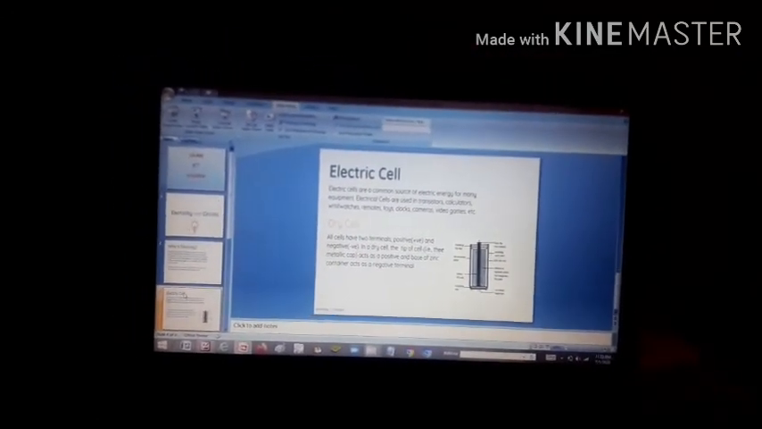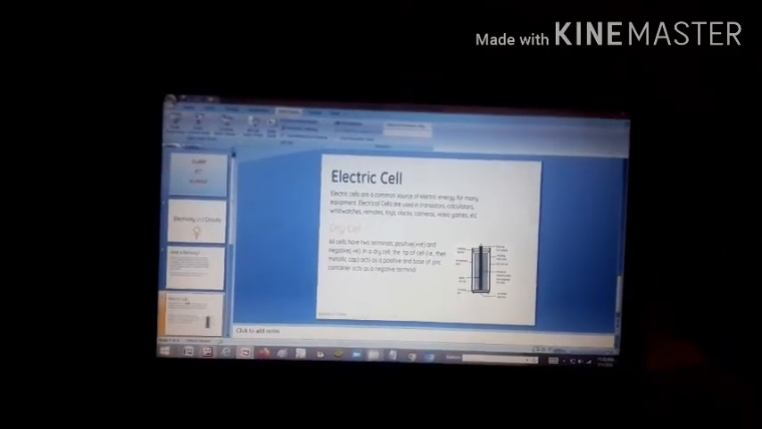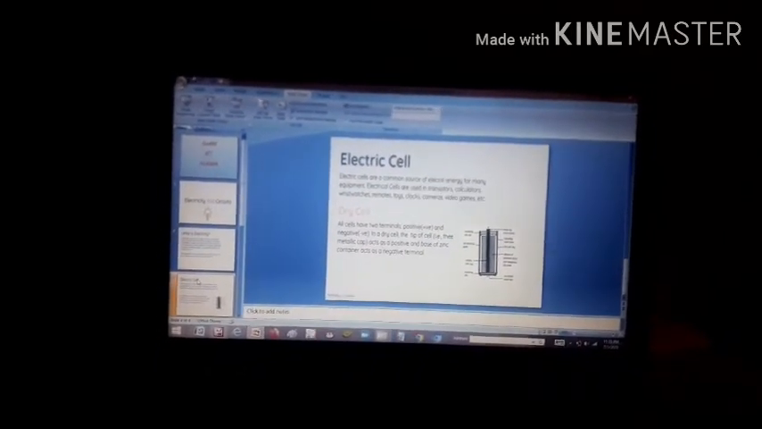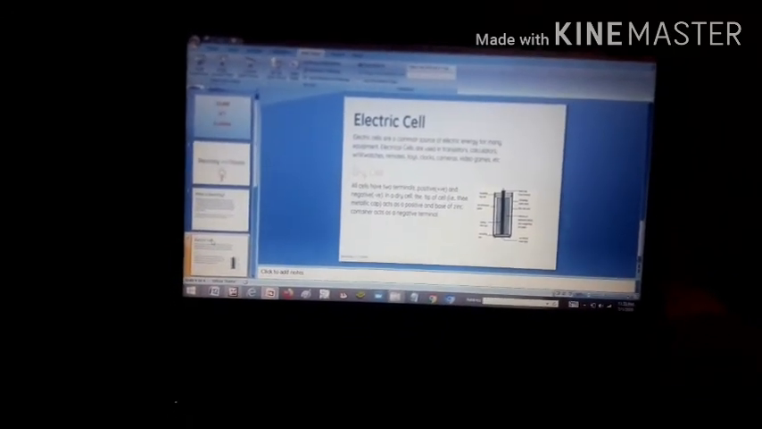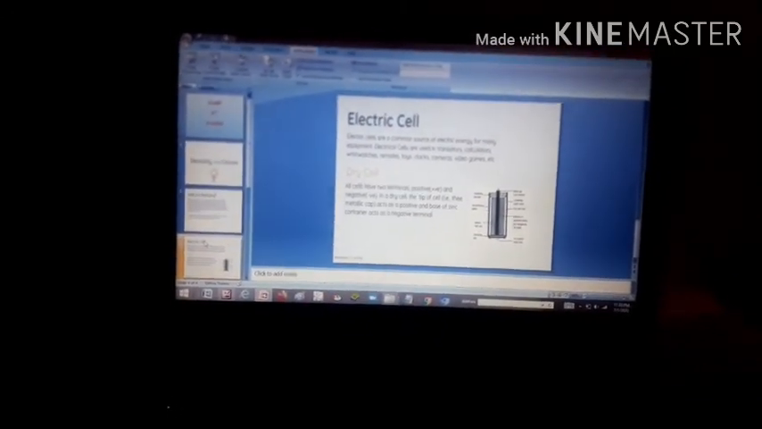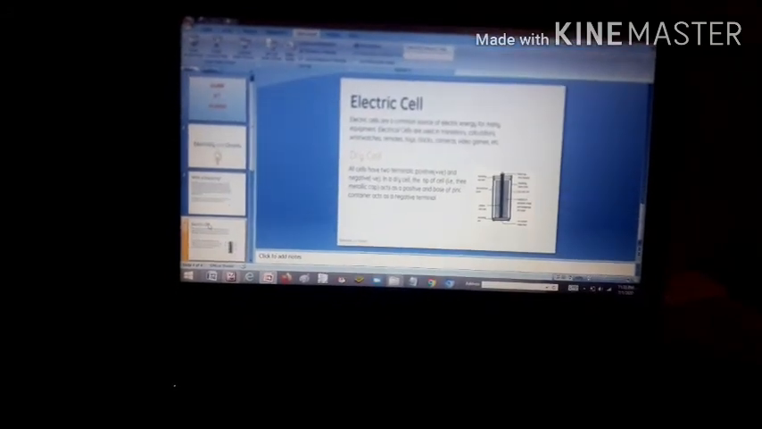These chemicals are used by the cell to produce electricity. When the chemicals in the electric cell are used up, the electric cell stops producing electricity and it has to be replaced with a new one.